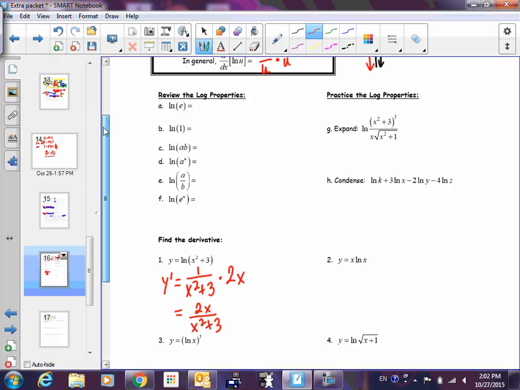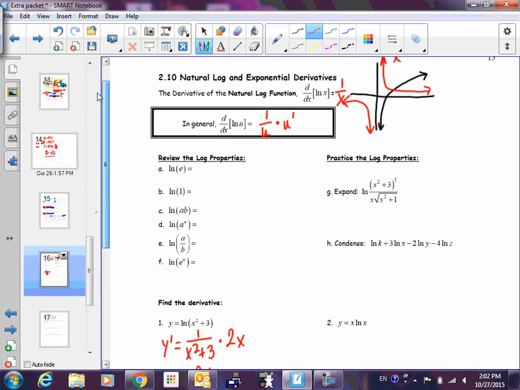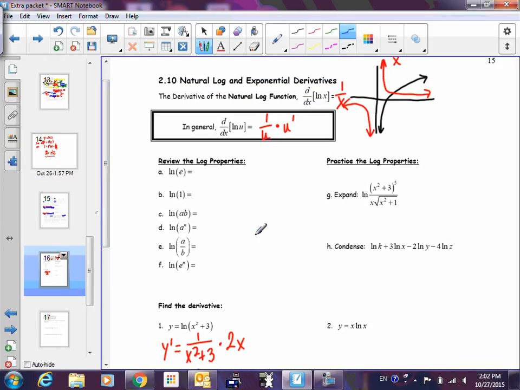Some problems get more difficult, and knowing your log properties is going to help you. So let's review some of the stuff that you've already learned about logs. It's way back in the back part of your mind. You probably won't immediately remember it, but I think it will come back over the next few minutes. Does anybody remember what natural log of e equals? 1. Very good. What about natural log of 1? 0. Very good.